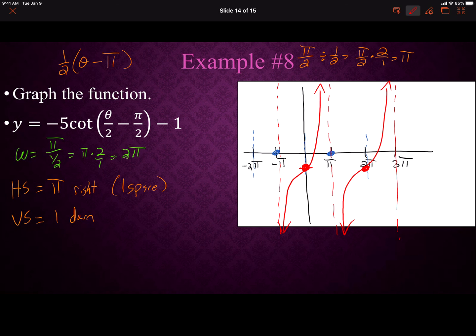That's it for Unit 6. Unit 7 is still trig, but now we're going to get more into trig identities, trig properties, and then we're also going to talk about solving trig equations, as well as everyone's favorite thing, trig proofs.